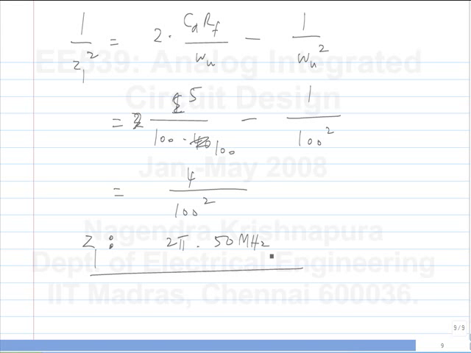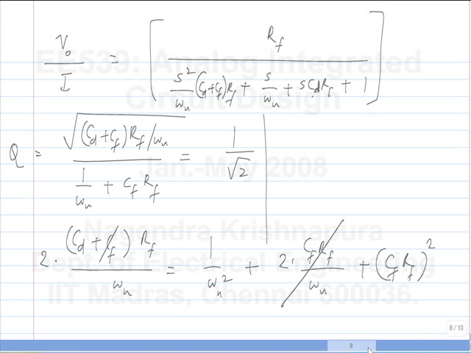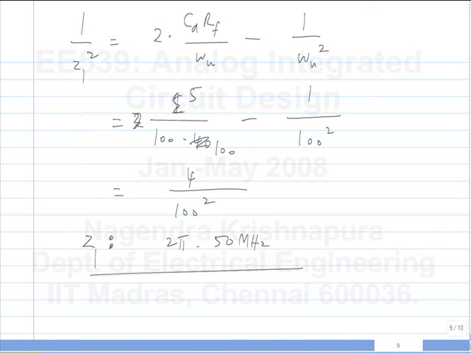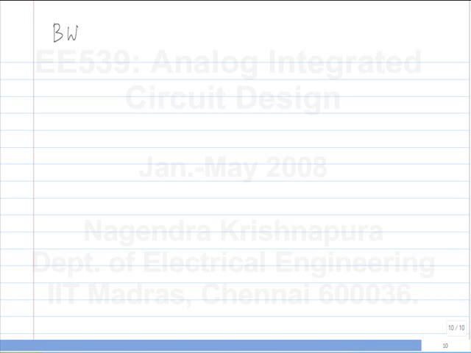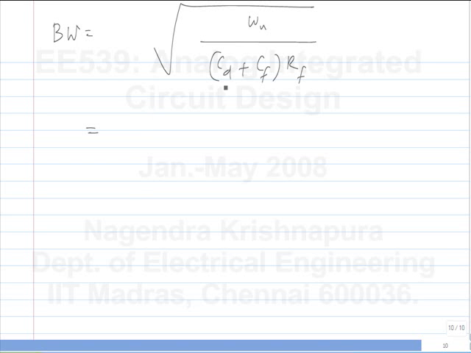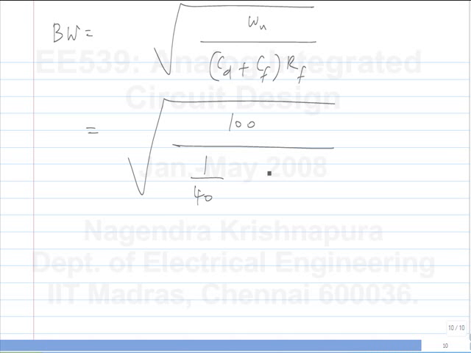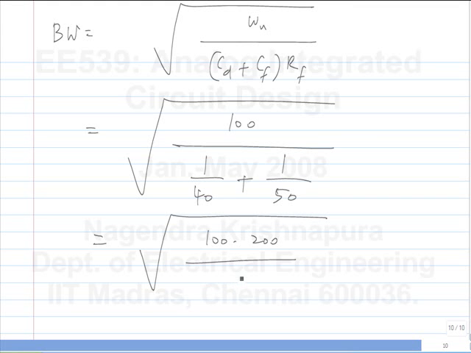And what will be the closed loop bandwidth here? What will be the closed loop bandwidth? It is the square root of this term, right? So the closed loop bandwidth will be square root of omega u by CD plus CF RF, and again I will calculate it in megahertz directly. So omega u is 100 and CD RF is 1 by 40 plus CF RF is 1 by 50, right? So what will this give you? This is correct?